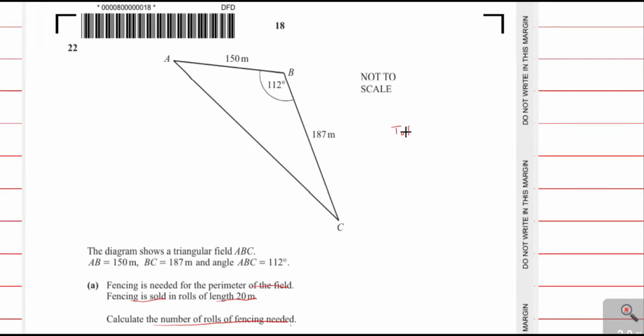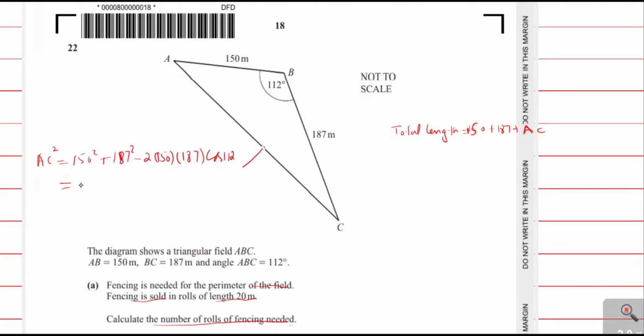The total length of fencing will be equal to 150 plus 187 plus the AC length. And we have to calculate the AC length, and for this we use the cosine formula. According to the cosine formula, AC squared will be equal to 150 squared plus 187 squared minus 2 times 150 into 187 into cos of 112.